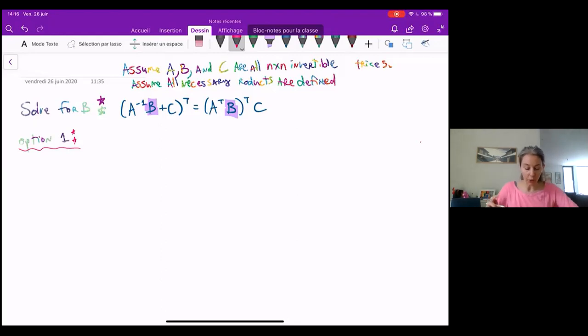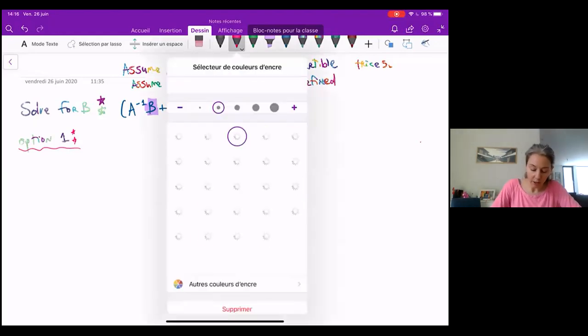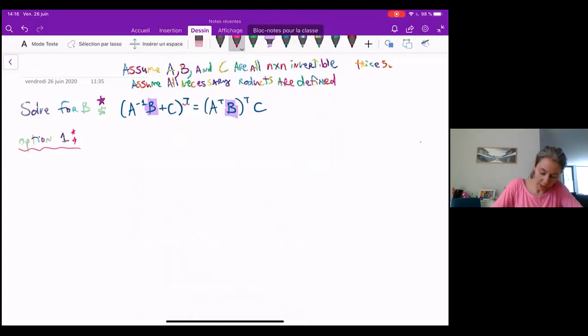The first thing I'm going to do here is notice that there are these transposes. So I have the transpose there and the transpose there. And I'm going to use my properties of the transpose to distribute the transpose to the inside. So I'll get (A inverse B) transpose plus C transpose is equal to (A transpose B transpose) times C.